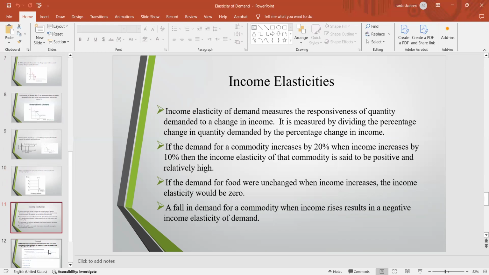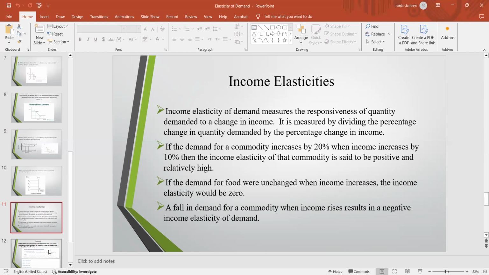Income elasticity basically explains the responsiveness of the quantity demanded to changes in the income level, and we can calculate it by dividing the percentage change in the quantity demanded by the percentage change in income. For example, if the demand for a commodity increases by 20% when income increases by 10%, then in that case the income elasticity of that commodity is said to be positive or relatively high. If the income elasticity of demand is positive, that would usually be the case of normal goods or luxury goods, because when people's income increases, they usually increase the demand for superior or luxury commodities.